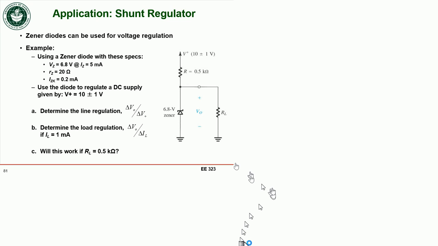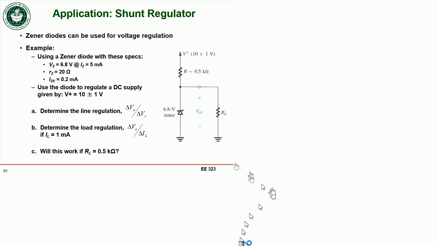We're going to continue looking at the Zener diode as a voltage regulator. Let's quickly go over what we looked at on Friday. We have a Zener diode, and we looked at the data sheet for the diode. If you put 6.8 volt reverse bias across it, it will have a current through it of 5 milliamps. We know the incremental resistance is 20 ohms, and the Zener knee current is going to be 0.2 milliamps. And we're going to use it as a voltage regulator for this load.